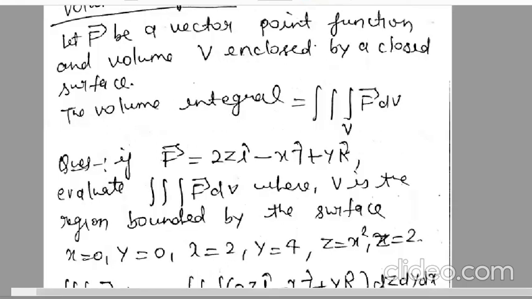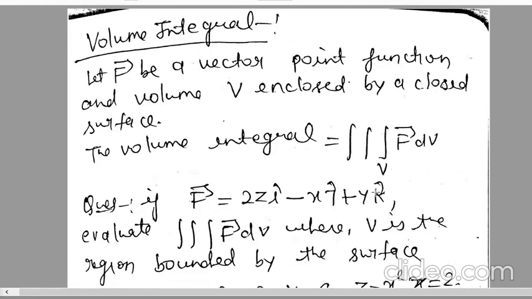Right, now the next topic is volume integral. Let the F vector be the same as in the surface integral. In a surface integral we are finding area, so it is a double integration, and for volume, three directions are given, so a triple integration will be here, right? Let F vector be a vector point function and volume V enclosed by a closed surface. So here also we need volume, three directions, and triple integration.